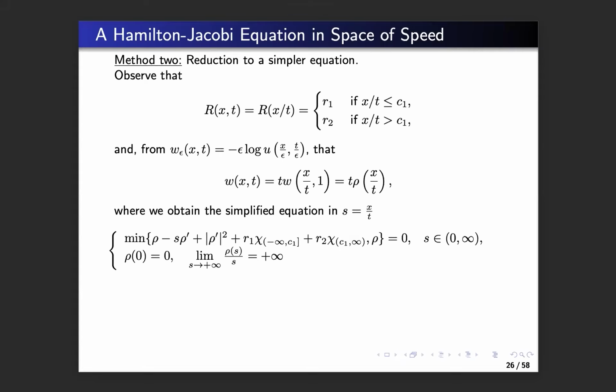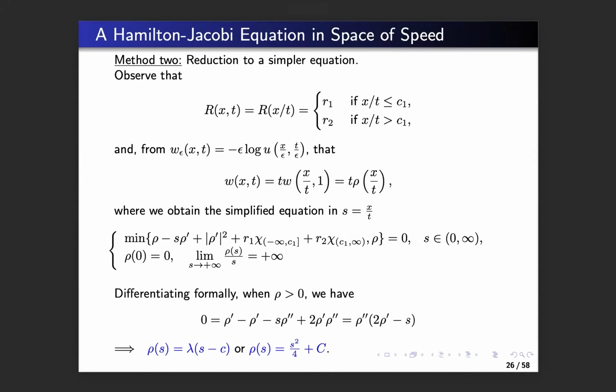For a spreading problem, we always look at this rate function. You see the epsilon here, and the x over epsilon, t over epsilon here. In this case, you can show that W is one homogeneous in both variables, and you can pull out t. In other words, you can always write W in this form. So instead of looking at the equation of W, you can look at the equation for rho, which is a single variable function and satisfies this Hamilton-Jacobi equation. It is no longer an initial value problem, it's a boundary value problem.